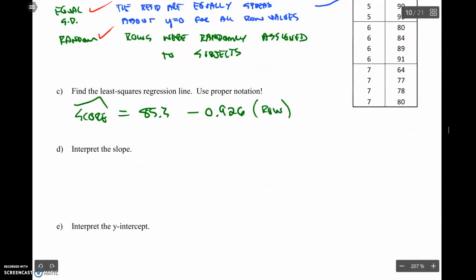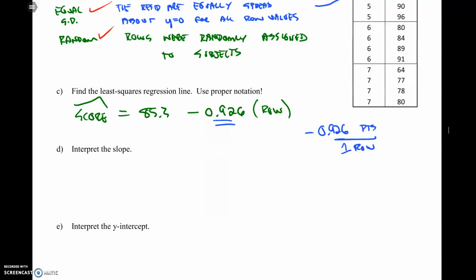Interpret the slope. What does this value mean? Slope is negative 0.926. That's change in y. Change in y is your score. So that's going to be points per row. Every one row you move back, your predicted points are going to decrease by about 0.9.